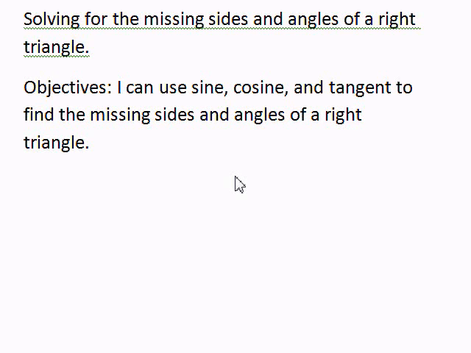Hello, welcome back. Today we're going to be solving for the missing sides and angles of a right triangle. The objective is that by the end of this video, you should be able to use the things called sine, cosine, and tangent to find the missing sides and angles of a right triangle.